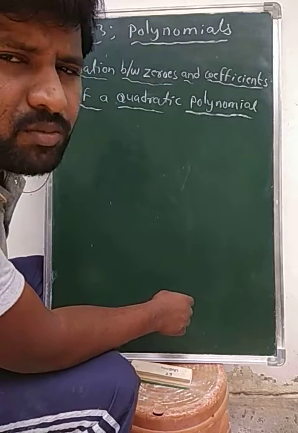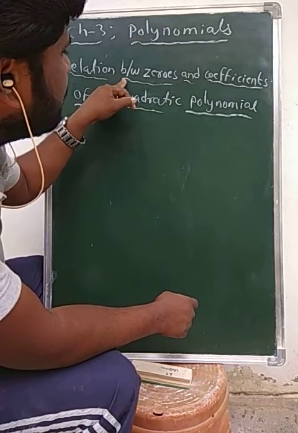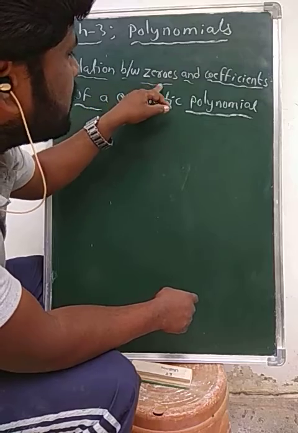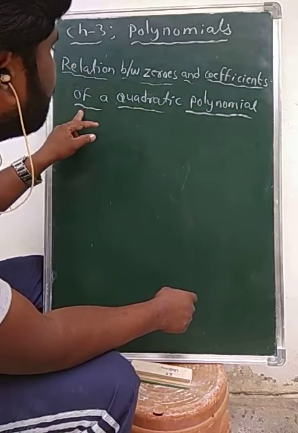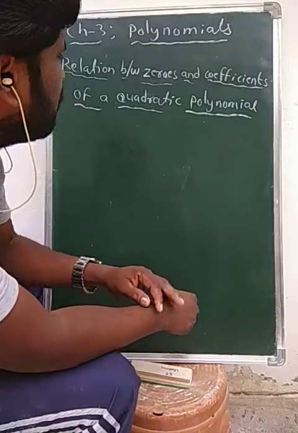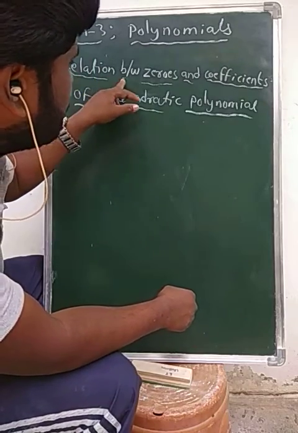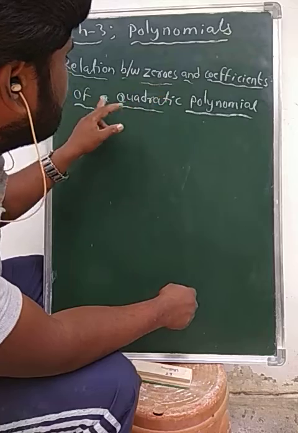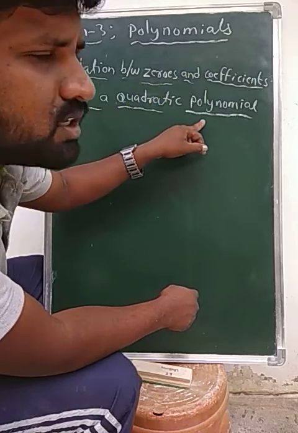In that, the topic name is relation between zeros and coefficients of a quadratic polynomial. Okay, what is our topic name? Relation between zeros and coefficients of a quadratic polynomial.